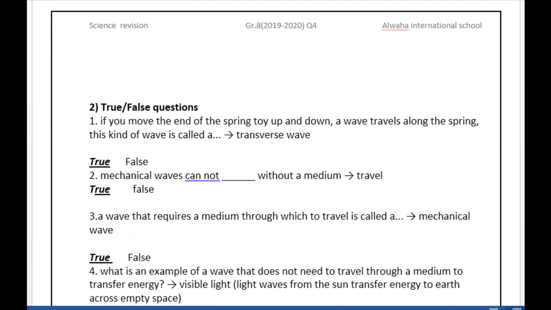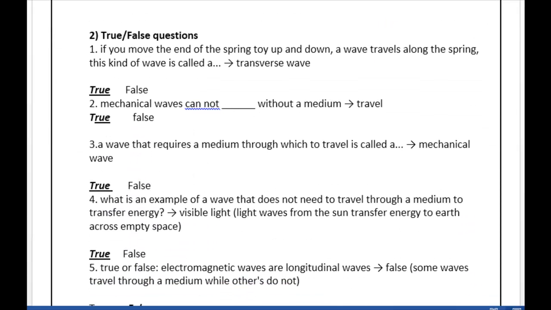Number 2, true and false. Number 1, if you move the end of the spring toy up and down, a wave travels along the spring. This kind of wave is called a transverse wave. True or false? The answer will be true.